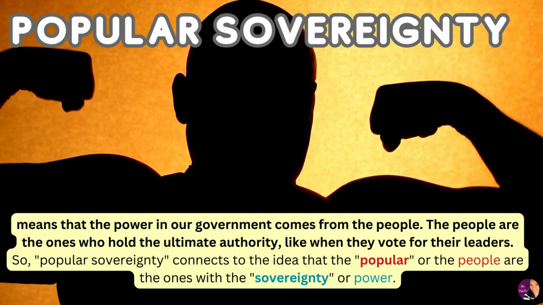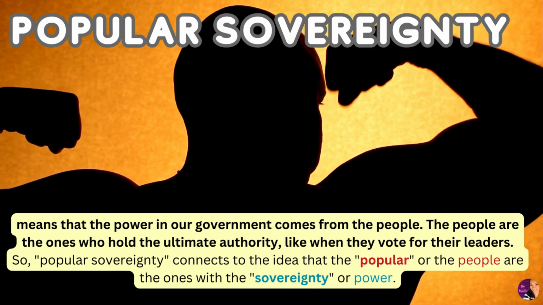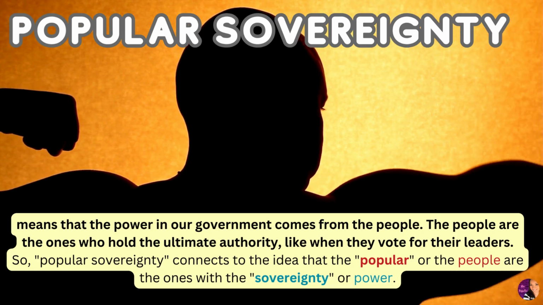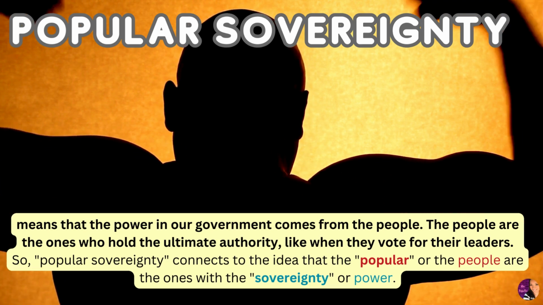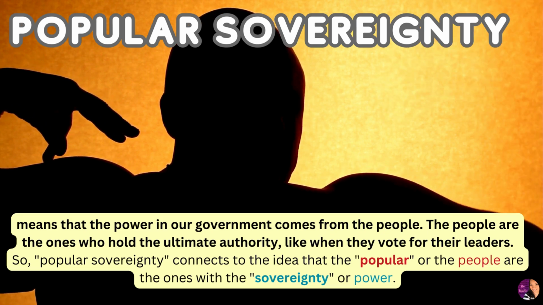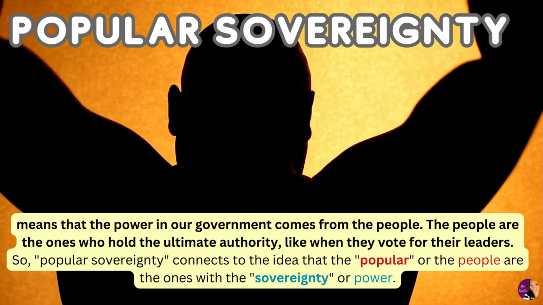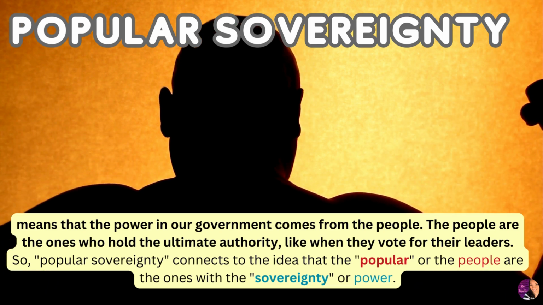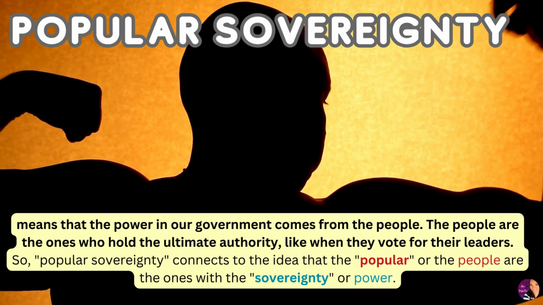Popular sovereignty means that the power in our government comes from the people. The people are the ones who hold the ultimate authority, like when they vote for their leaders. So, popular sovereignty connects the idea that the popular or the people are the ones with the sovereignty or the power. Easy way to remember this is think of popular as in population. Population equals people. Sovereignty is power. So, popular sovereignty, people have the power.